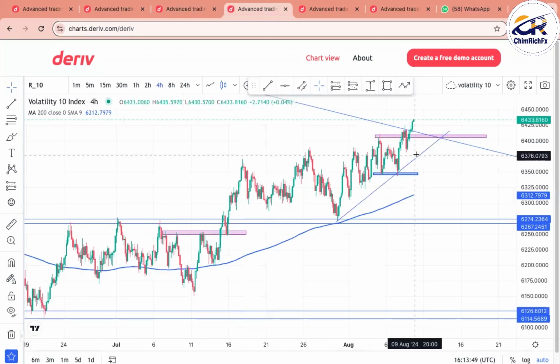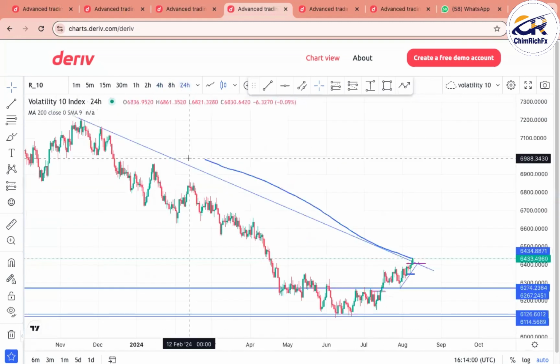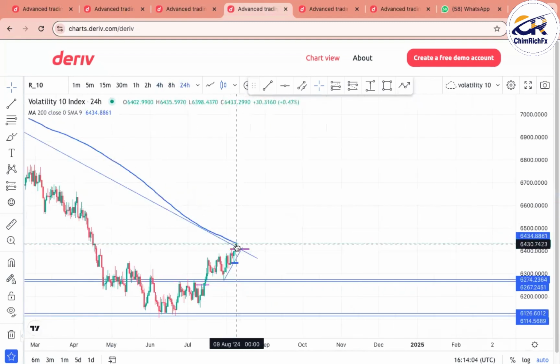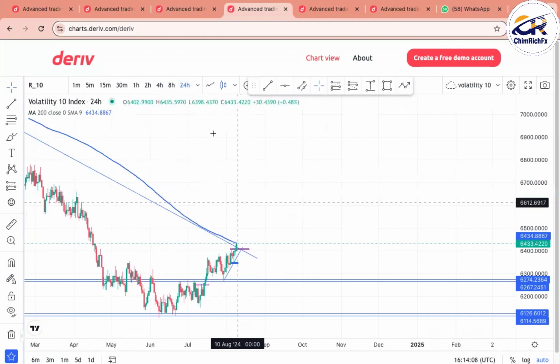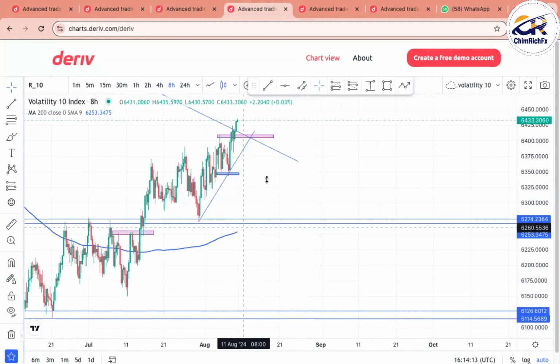You can see that price broke up from this trend line. I've already removed some things from the chart, but price is likely going to have a rejection because from the 24 hours time we can see what's the moving average, and definitely price is going to have a rejection.